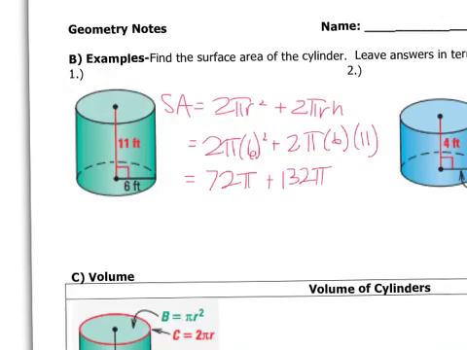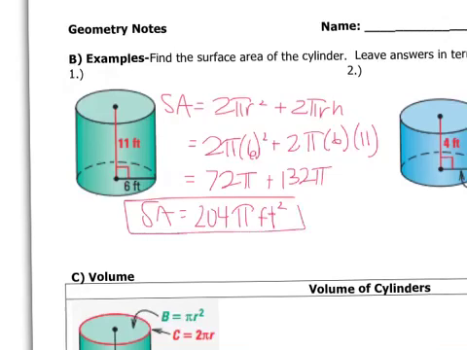From there, now we can add. That pi really just acts like a variable. So 72 pi plus 132 pi is 204 pi. Don't forget your units. This is feet squared. It is area, so your units are still squared.